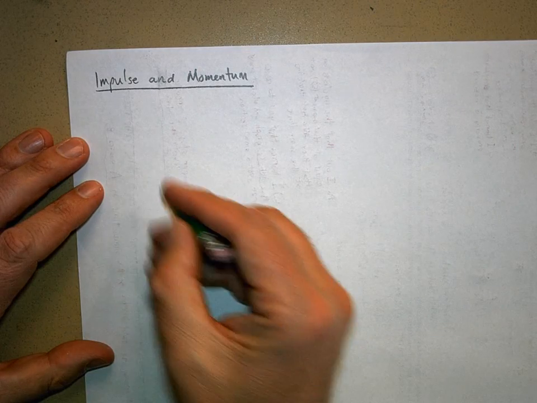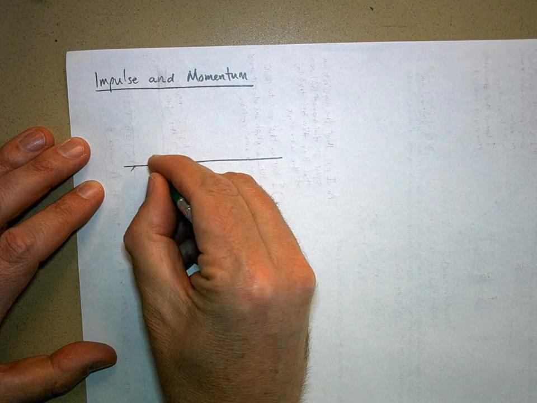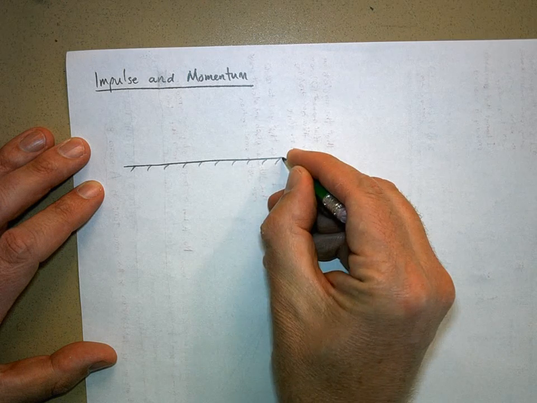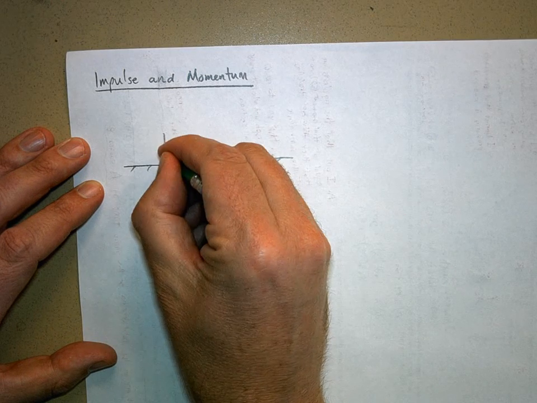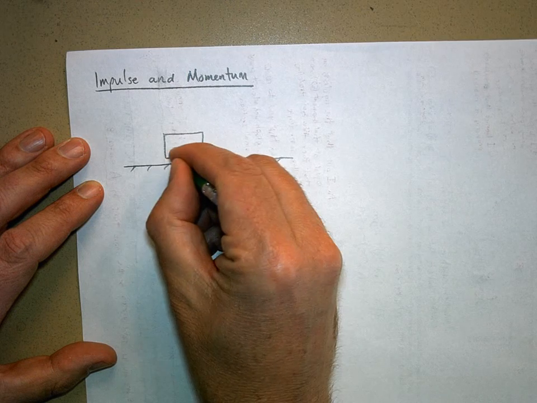So we're going to talk about impulse and momentum. We're going to define what impulse is. And so let's take a look at a real simple situation. Our good old crate on wheels, so there's no friction here.